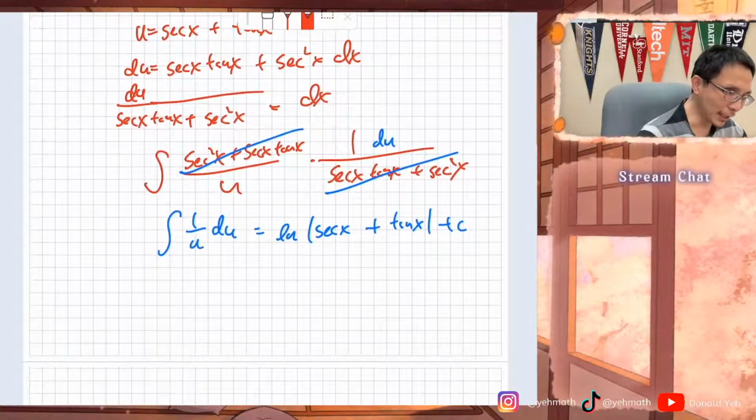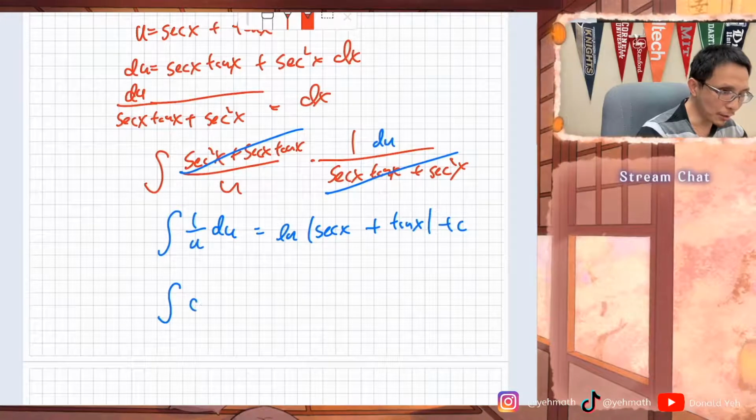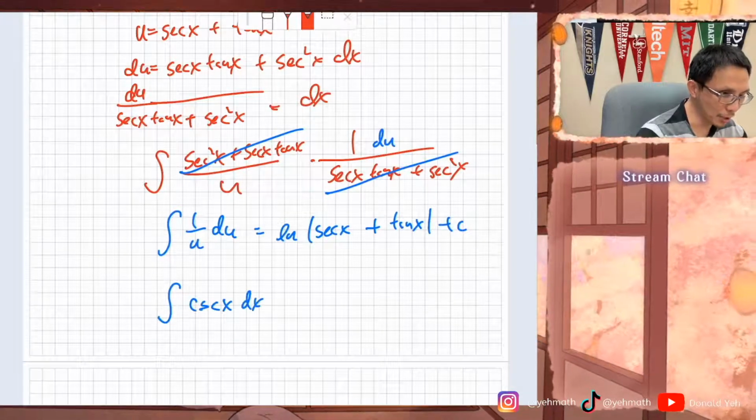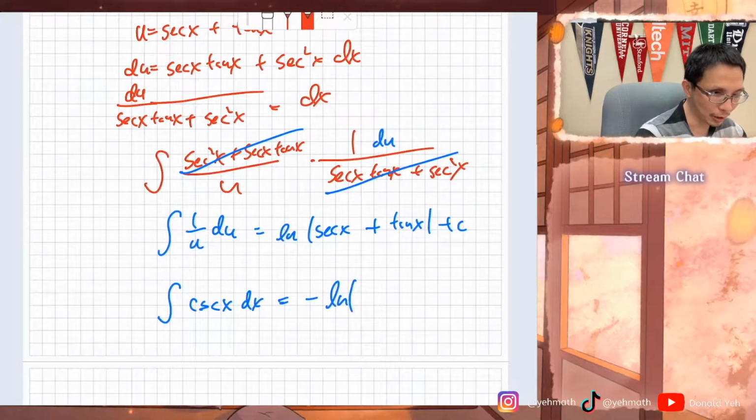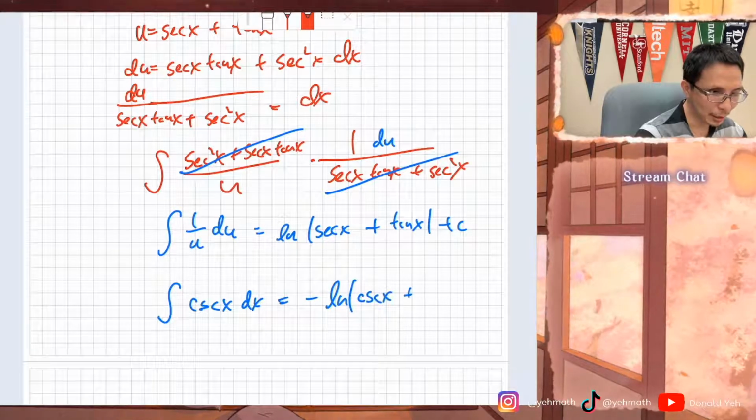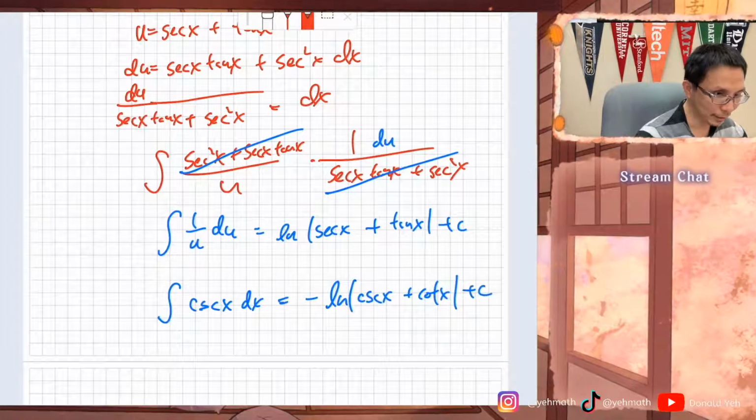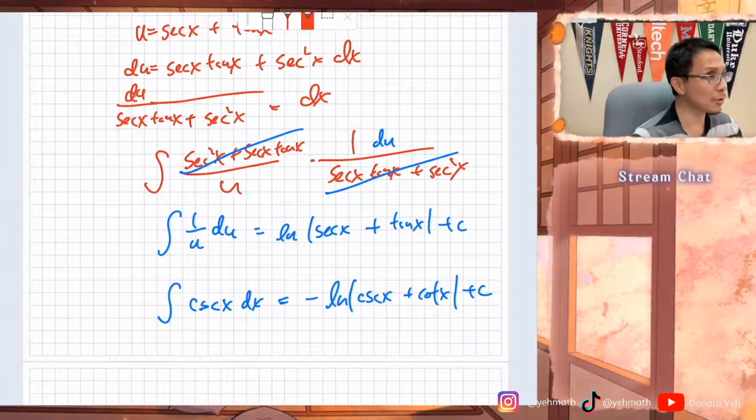The funny thing is the integration of cosecant is going to be similar as well. It's going to be negative natural log of CSC of x plus COT of x plus c. Literally, this question is so cool.